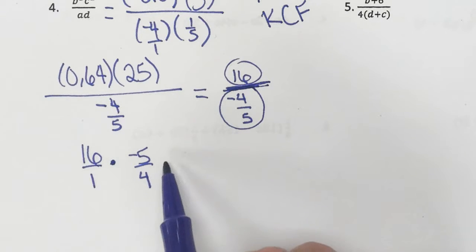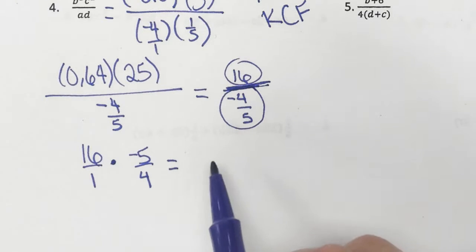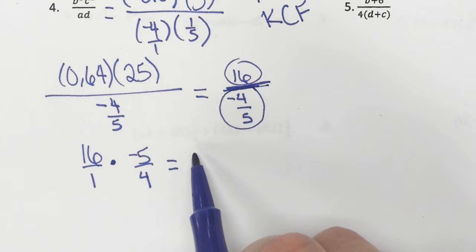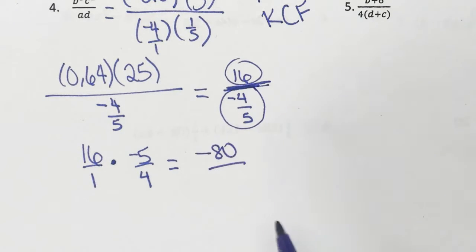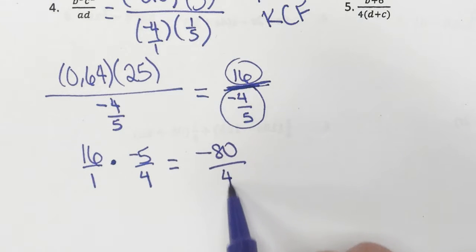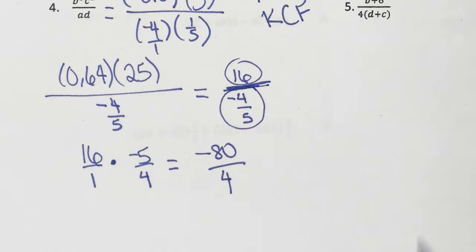All right, what's 16 times 5? Go. It'd be -5. Thank you. -80. On the bottom? 4. What's -80 divided by 4? -20. Which should have been the same answer if you used a decimal, right? Y'all okay? All right, last one.